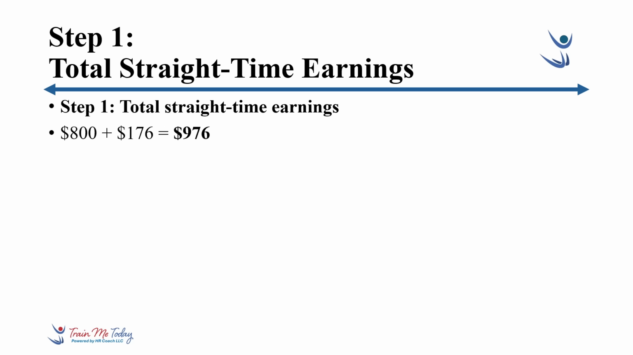Step 1 is to calculate total straight time earnings. 40 hours at $20 is $800. 8 hours at $22 is $176. Total earnings are $976.